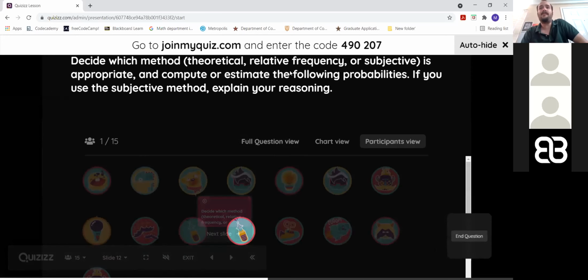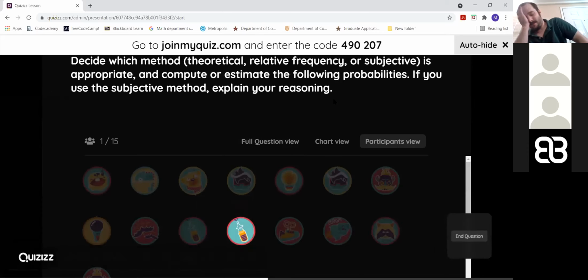Decide which method: theoretical, relative, subjective. That was it. Oh God, don't do that. If y'all tell me subjective, I'm gonna cry. Subjective is like, I think this is it. I don't think we got good odds of getting married or something like that. It's just like, I'm gonna put subjective just as a joke. Not knowing your favorite group.